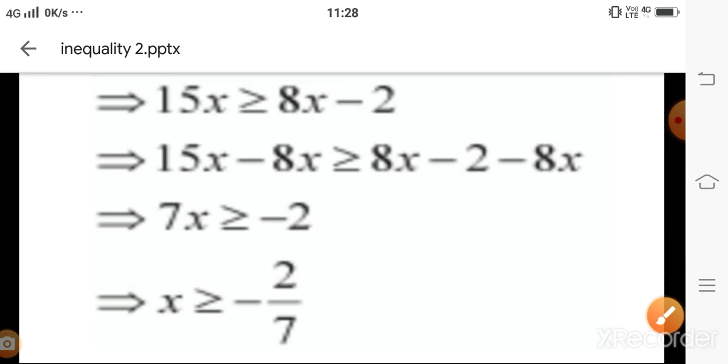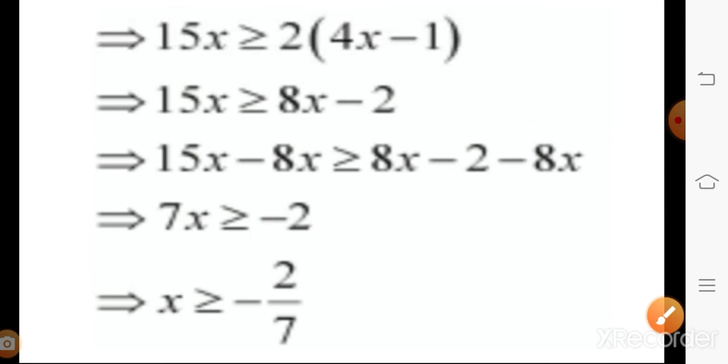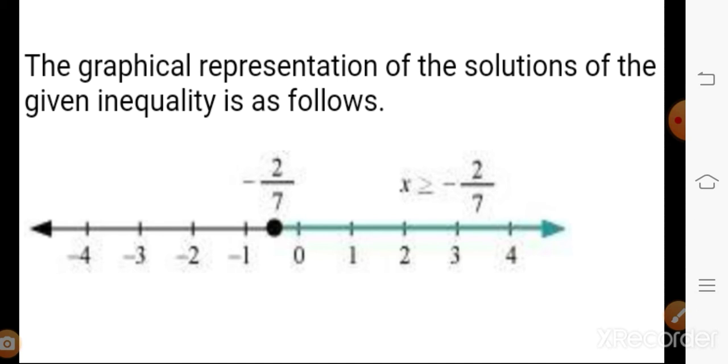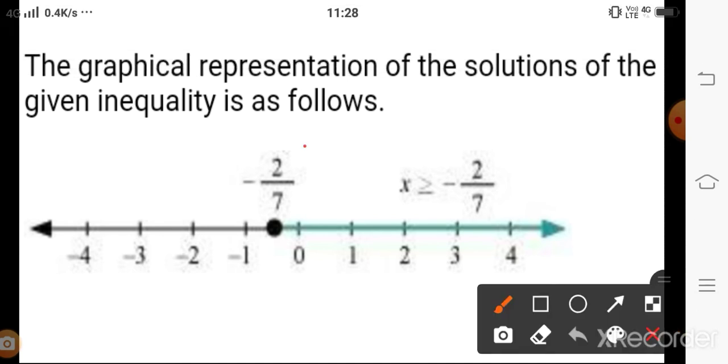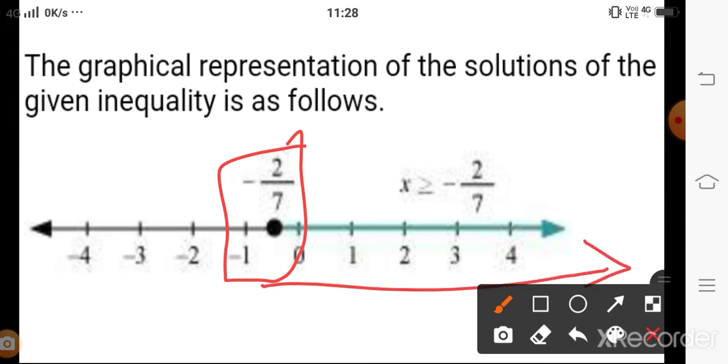Then let us plot on the graph paper. On the number line, here we are getting minus 2 upon 7, and here you are observing the dark circle. It means that we are including this point minus 2 upon 7, and all the values which are more than minus 2 upon 7 we are considering here. I hope the graph is clear to all.